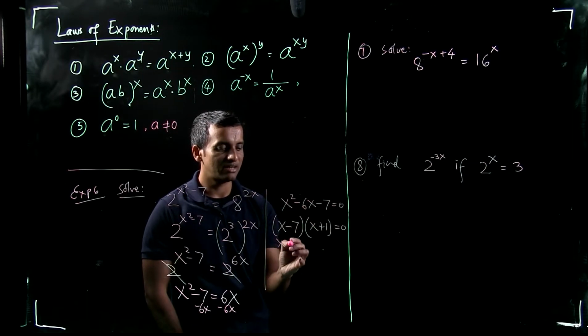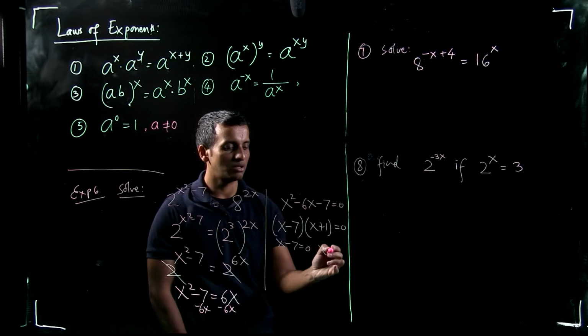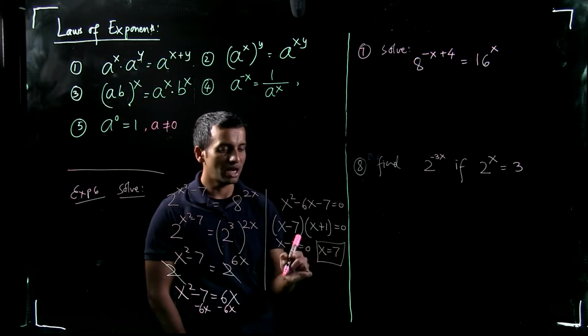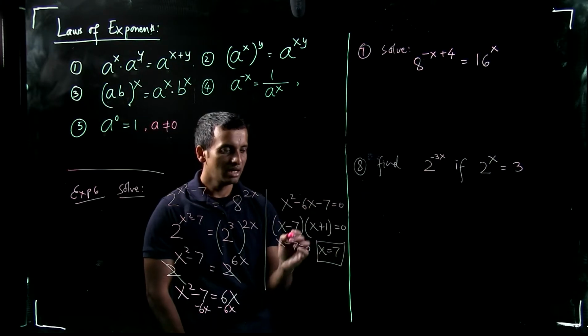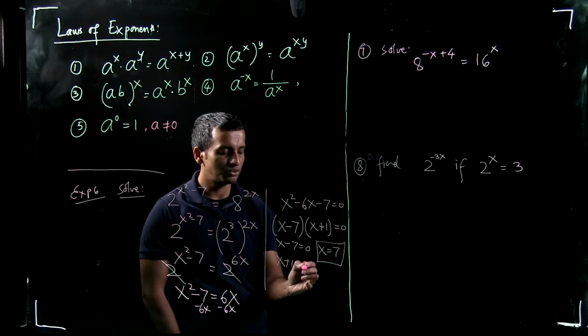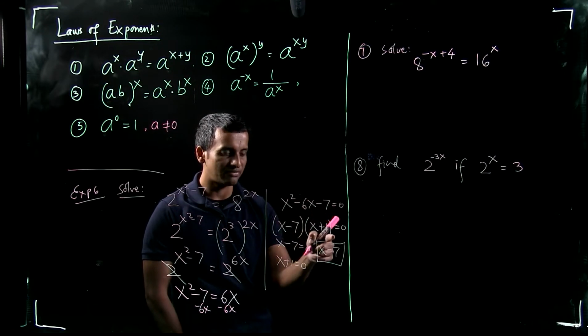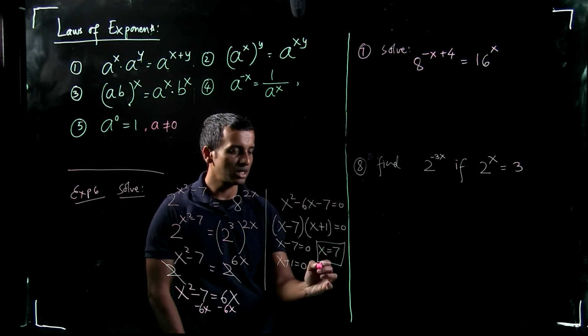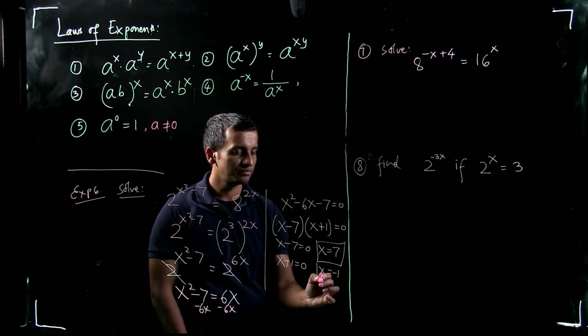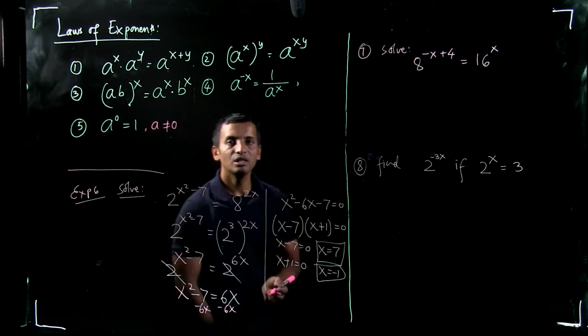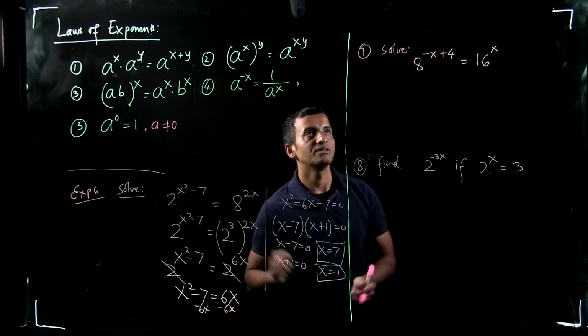You say x minus 7 equals 0. If you add 7 on both sides, you get x equals 7. Then x plus 1 equals 0. Either this equals 0 or that factor equals 0. Subtract 1, and you get x equals negative 1. So these are the solutions for x here.